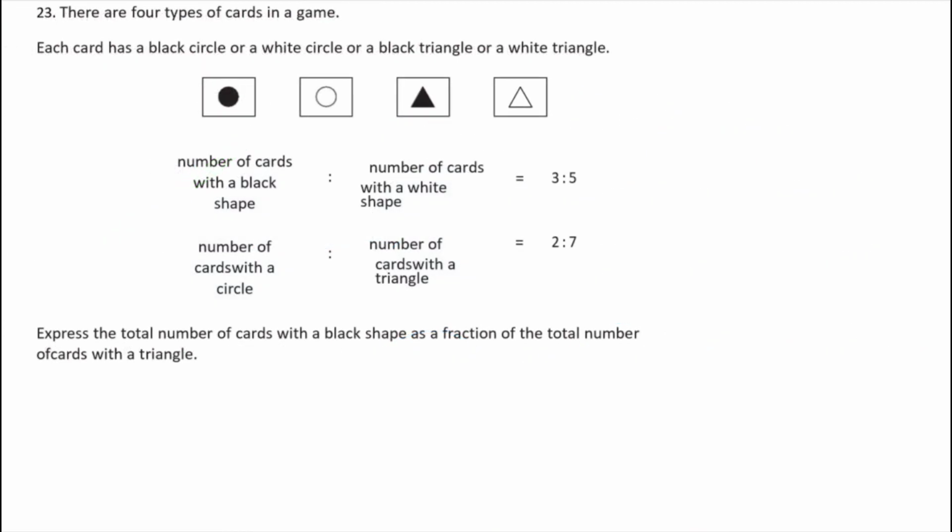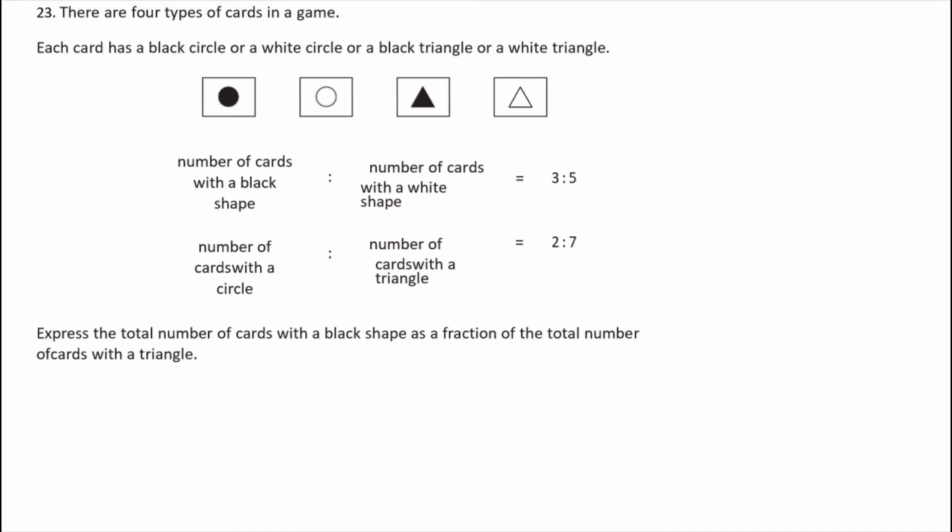Job done. Question 23. There are 4 types of card in a game. Each card has either a black circle or a white circle or a black triangle or a white triangle. Now we're told that the number of cards with a black shape to the number of cards with a white shape is in a ratio of 3 to 5, and the number of cards with a circle compared to the number of cards with a triangle is in a ratio of 2 to 7. Express the total number of cards with a black shape as a fraction of the total number of cards with a triangle. Ew, that's hideous.